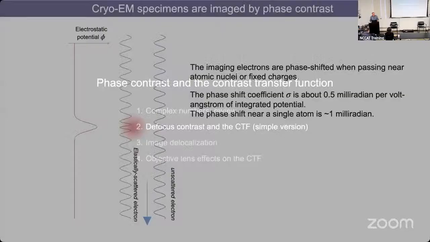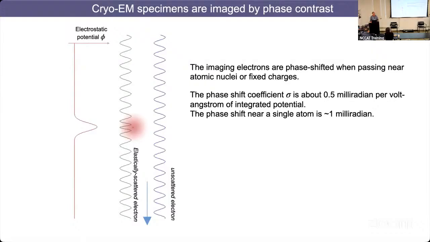Okay, so what about the phase contrast in the electron microscope? The whole reason we can see anything in our cryo-EM specimens is that incident electrons, when they pass near an atom, pick up some of the positive potential at an atomic nucleus, and that positive potential changes the wavelength very slightly. So this so-called elastically scattered wave, an electron that has not lost any energy, has its phase shifted by something like a milliradian, just a tiny amount of phase shift. And that's what we're going to pick up to make contrast from.